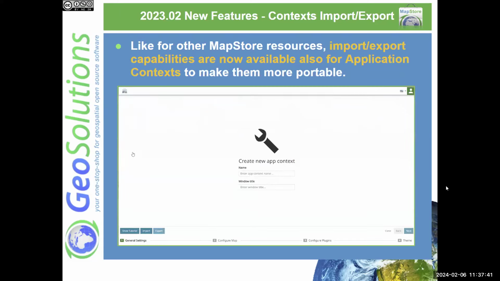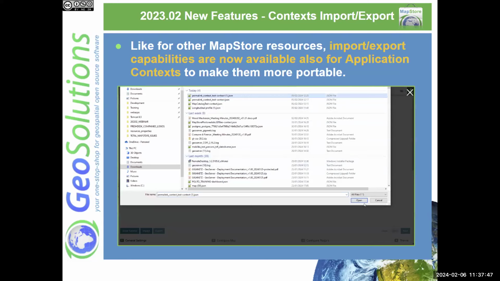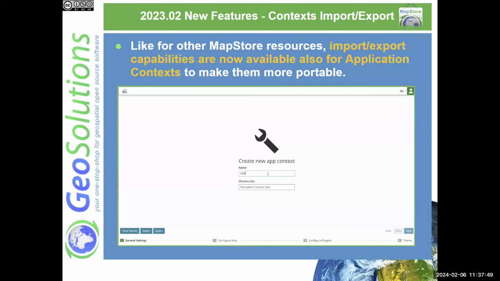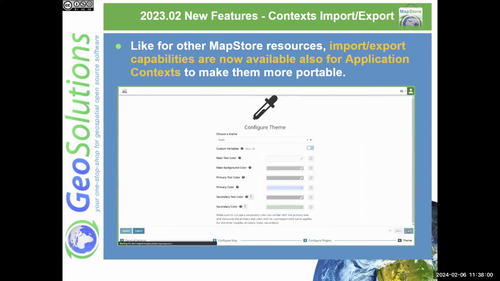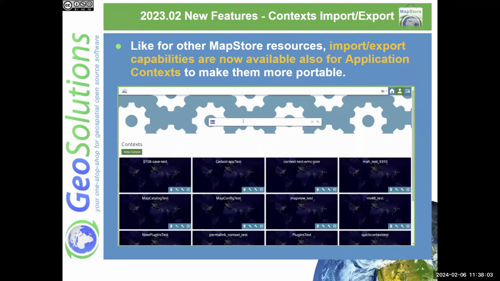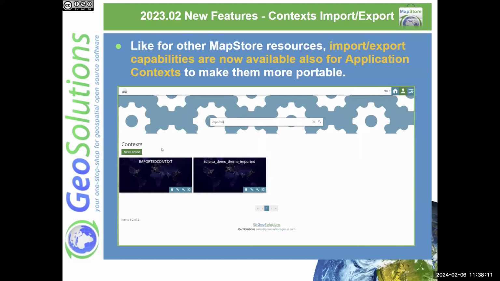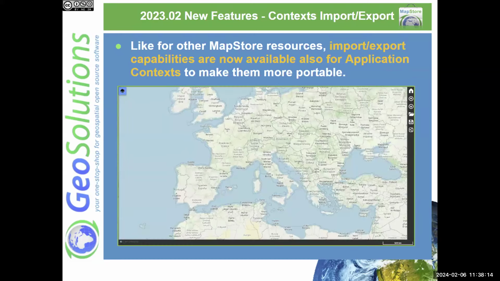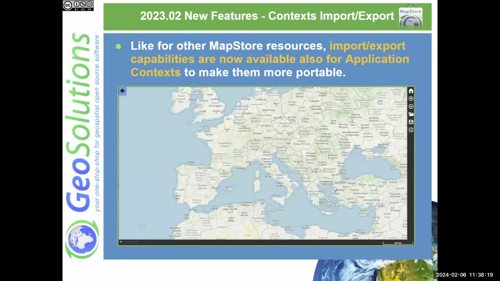The import-export, which we had before for all types of resources, was introduced in this new release also in the context wizard. So if you want to reuse an existing context, you export and then import it in a new one. This makes it easier to make tests on installation and to share and reuse an existing configuration without building it from scratch.